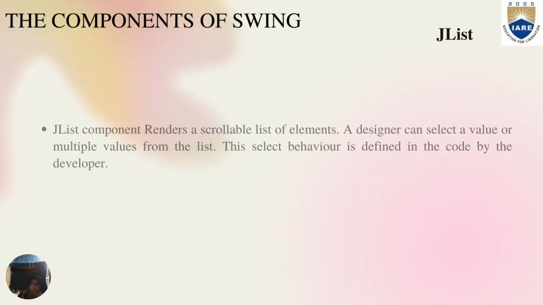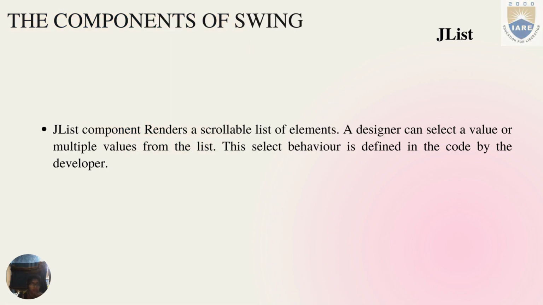JList. The JList component renders a scrollable list of elements. A user can select a value or multiple values from the list. This selection behavior is defined in the code by the developer by triggering an expression.